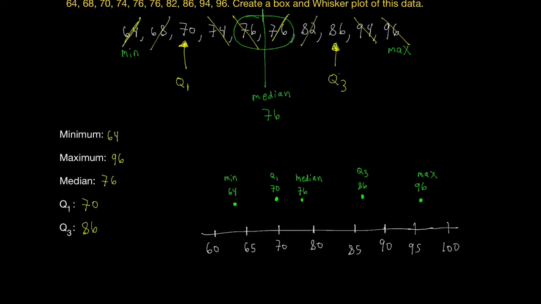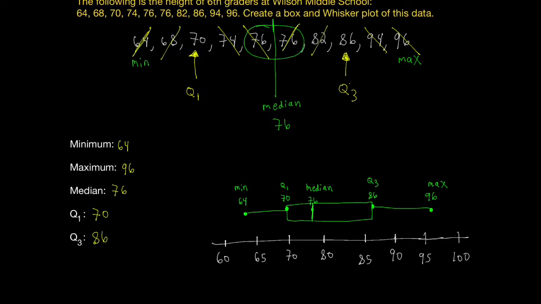Now we can draw the box here. That's going to be the box. This line is going to represent the median. And then here we can begin to draw the whiskers. And that's how you would create a box and whiskers plot.